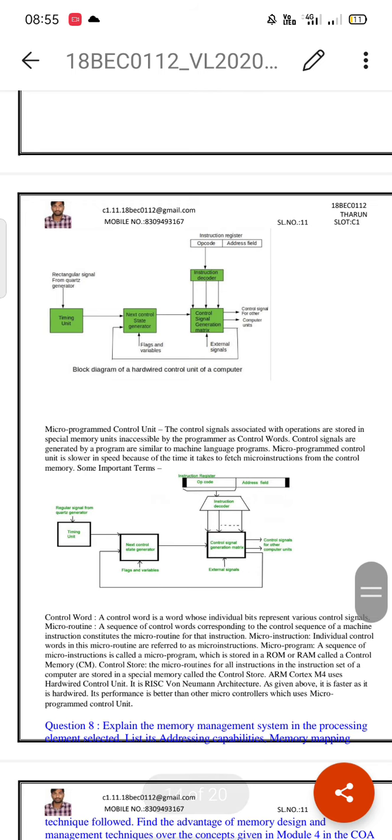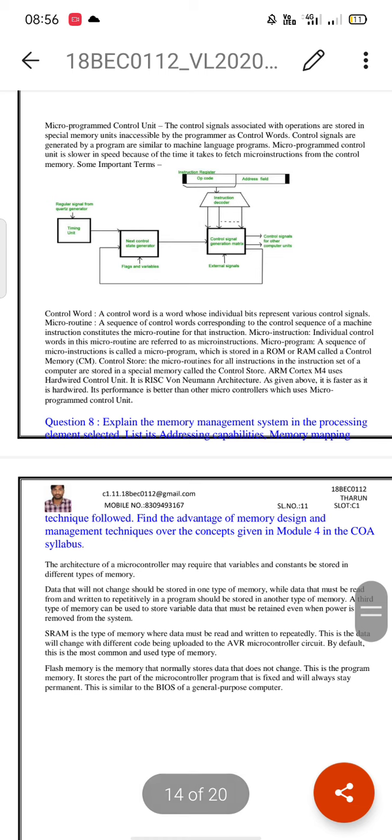And next one is the microprogrammed control unit. The control signals associated with the operations are stored in a special memory unit inaccessible by the programmer. The control words and control signals are generated by a program similar to a machine language program. The microprogrammed control unit is lower in speed because of the time it takes to fetch the microinstructions from the control memory. And these are some important terms, and this is the block diagram of the microprogrammed control unit.